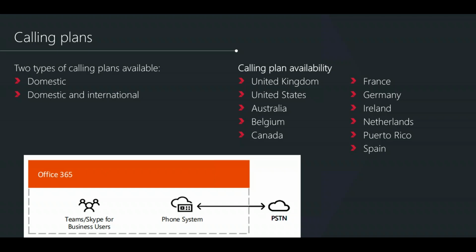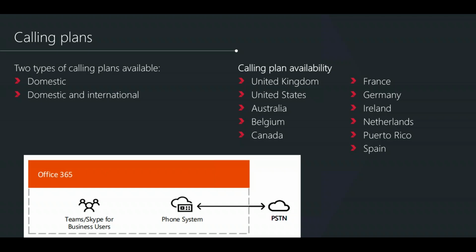So once you've identified that the countries that your users are in are on the calling plan list, the next decision is what type of calls those users need to make. It breaks down from a Microsoft point of view as either domestic calling or domestic and international. Again, it's part of the user profiling. You need to identify which users sit in which of those buckets, and then allocate licenses as appropriate.